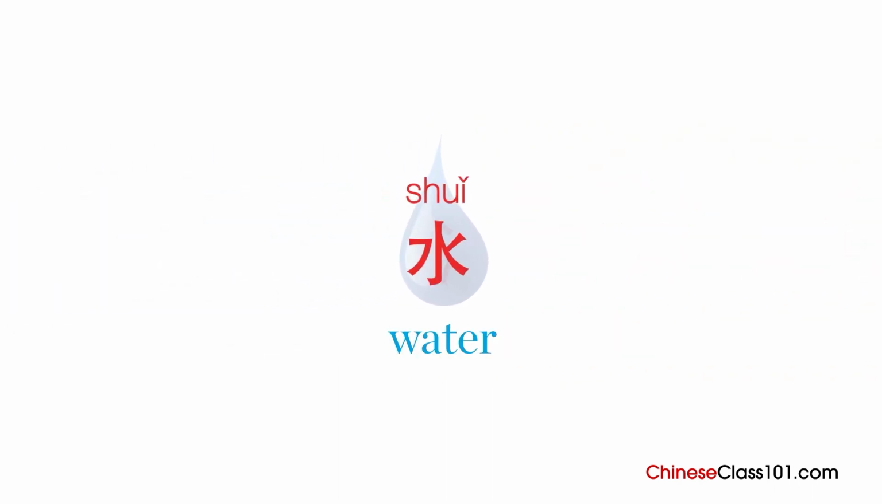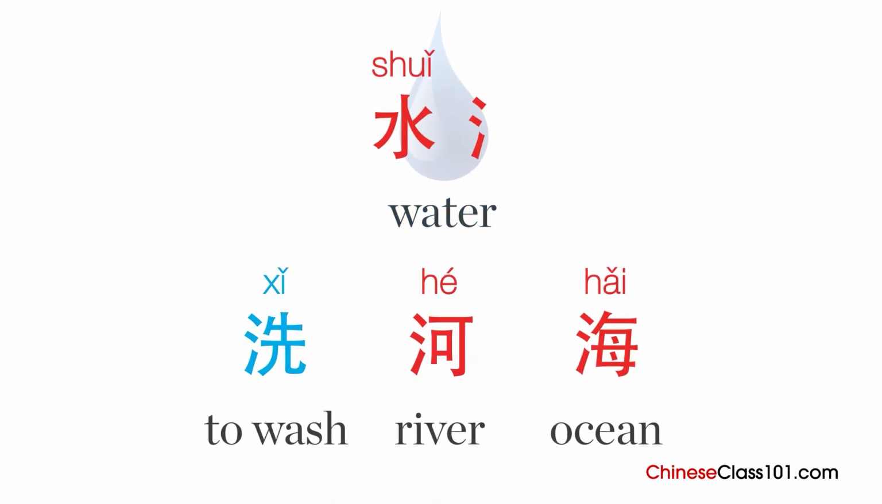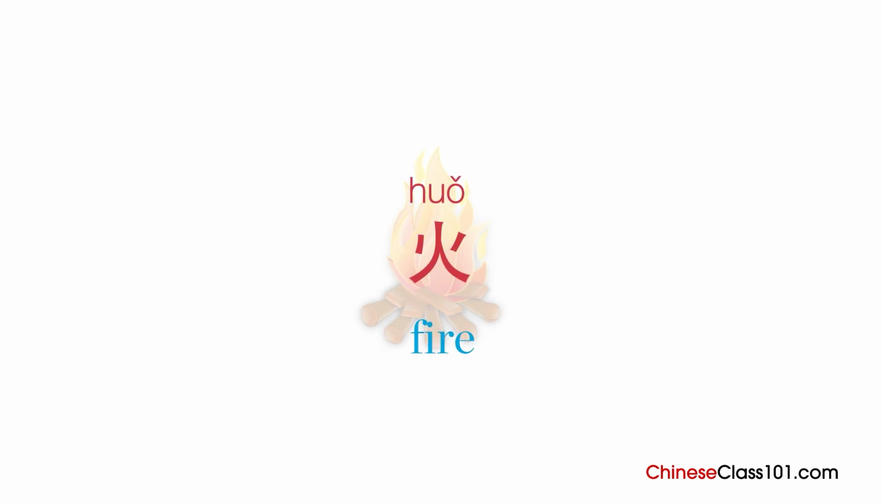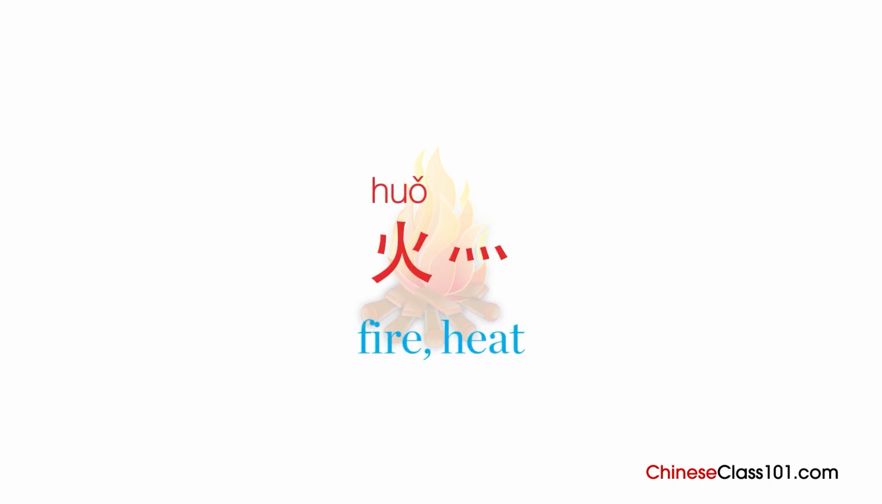水 means water. This radical is its variation. When you see them in a character, it usually means the character has something to do with water. 洗, to wash, 河, river, 海, ocean. 火 means fire, and this radical is its variation. When you see 火 and this radical, the character usually is related to fire or heat.